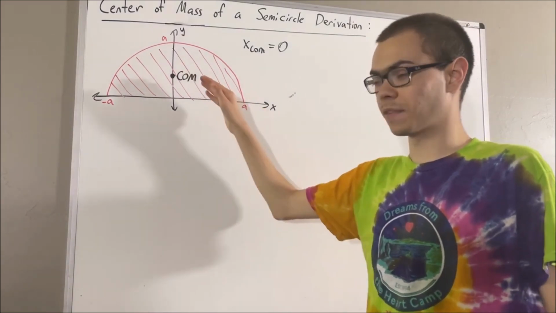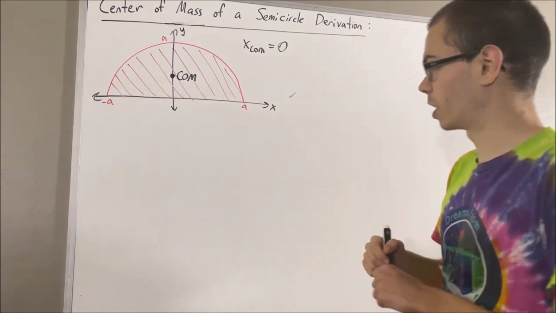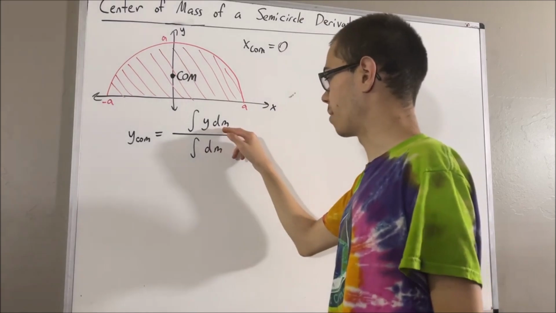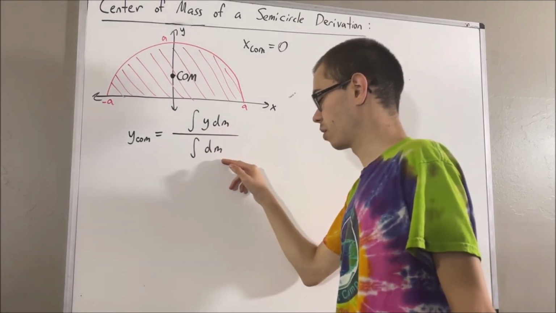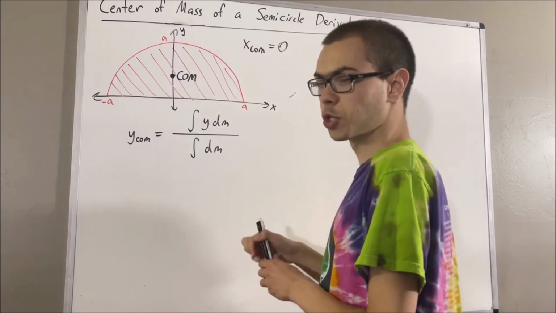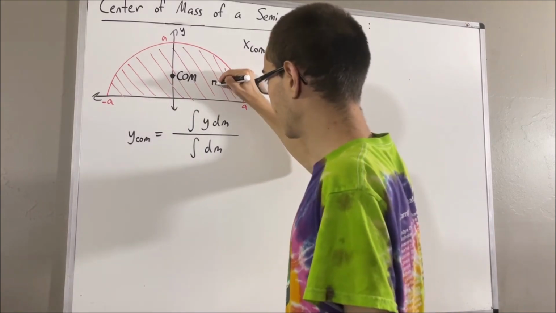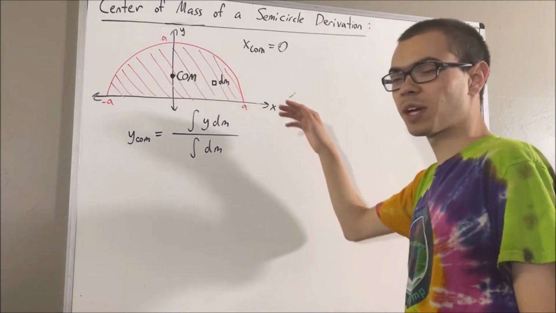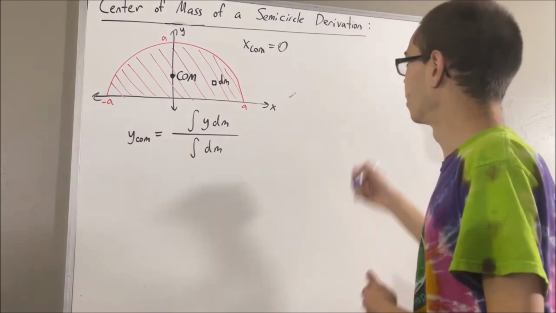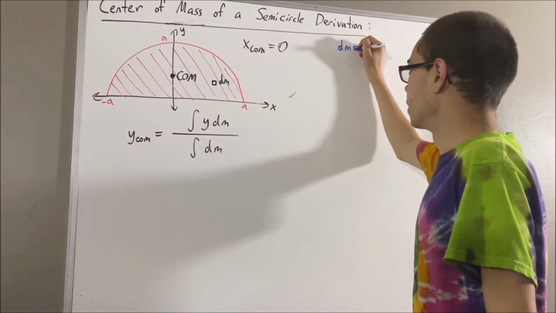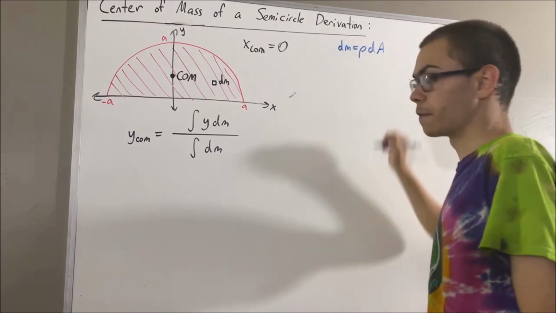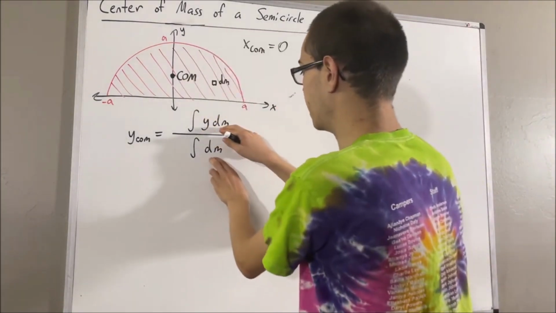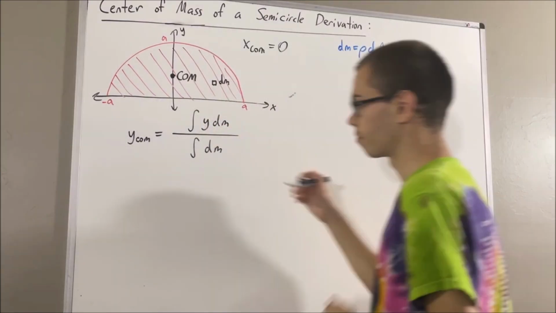To compute the y-coordinate of the center of mass, we can use the following formula: the integral of y dm over the integral of dm, where dm refers to a really small amount of mass in our region. Now, if you recall, we can re-express dm using density. dm is just density times the differential area. So we're going to re-express dm as rho dA.